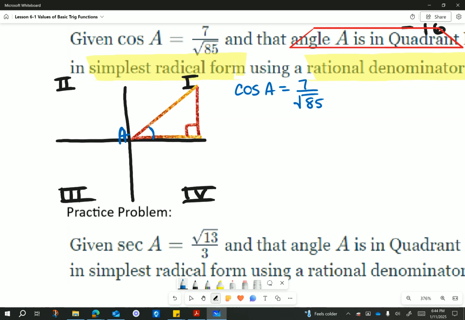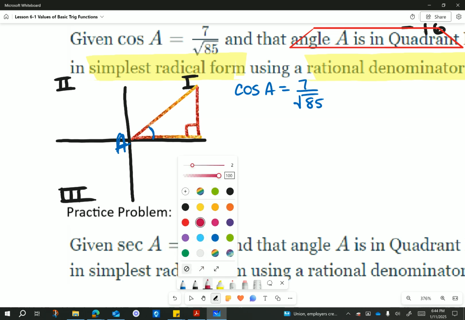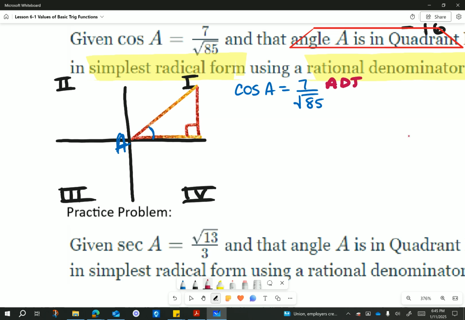And they're saying when you're standing at angle A, this corrective pen sometimes is annoying. I'm trying to make this A a little bit more pronounced so that you guys see it. Okay, so if you're standing at angle A, they said the ratio of the sides is 7 over square root of 85. So what you need to remember is that cosine stands for adjacent over hypotenuse, A over H, okay? Adjacent over hypotenuse.